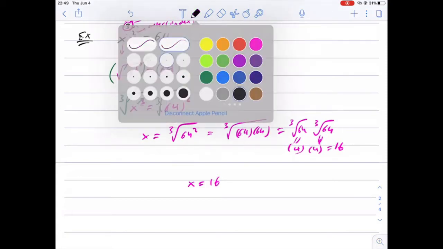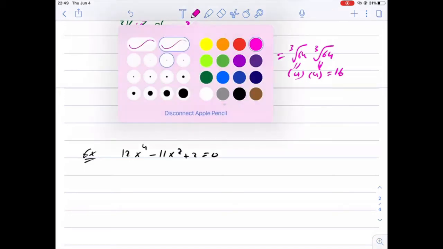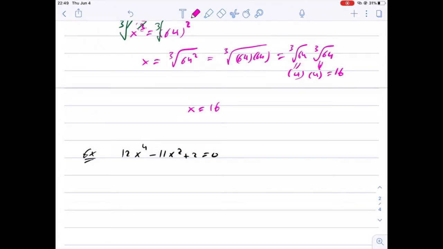Now let's do another problem. If we have the equation 12x to the 4th minus 11x squared plus 2 equals 0. Now here it's not easy to deal with x to the power 4. We used to deal with x squared, but x to the power 4 seems not easy to deal with. So what should we do in this case? We can do the following trick.